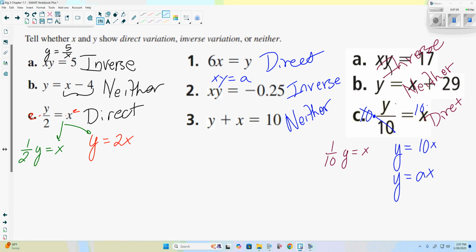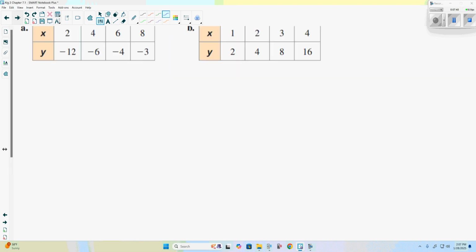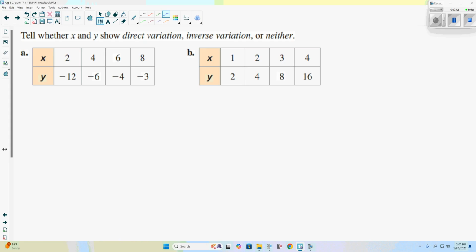Questions on determining if an equation is direct, inverse, or neither? We feel good with these here, yes? All right. Now we're going to do it given a table of numbers, table of x and y values. Now direct variation and inverse variation. Both of these, as we've seen already, have several different equations.